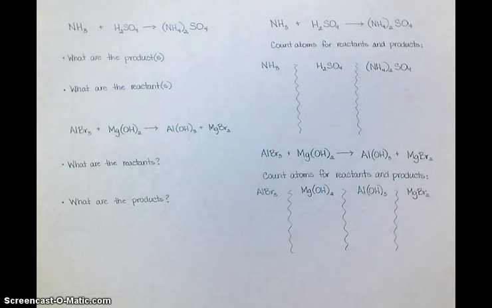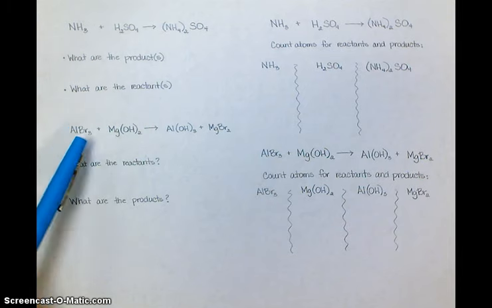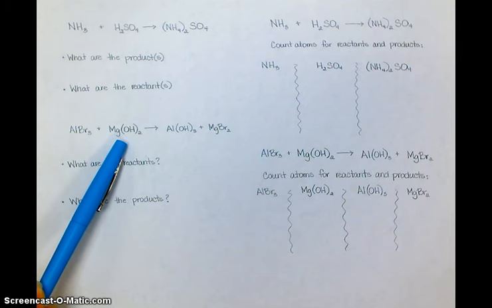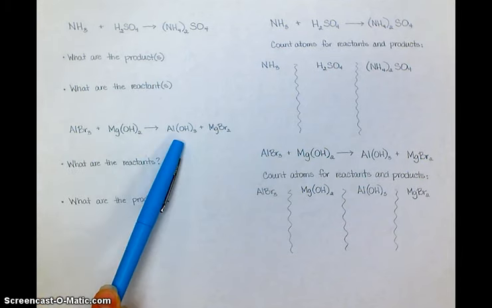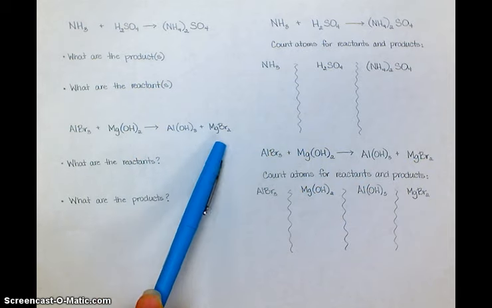Down at the bottom, you have another chemical equation. AlBr3 plus Mg(OH)2 produces Al(OH)3 plus MgBr2. All right, in words, that is aluminum bromide plus magnesium hydroxide produces aluminum hydroxide plus magnesium bromide. Okay? The reactants, again, are the things that begin a chemical equation. That's going to be aluminum bromide and magnesium hydroxide. Your products are aluminum hydroxide and magnesium bromide.